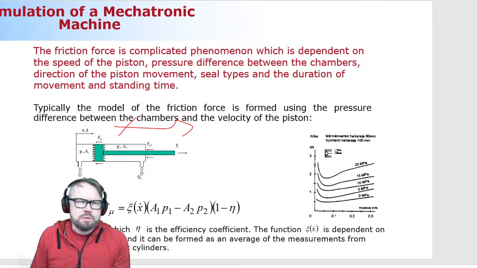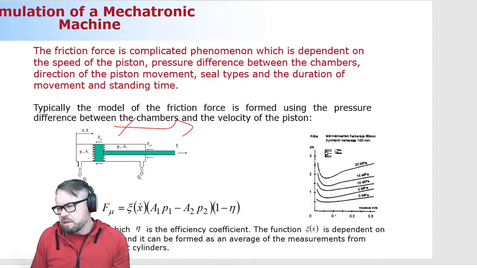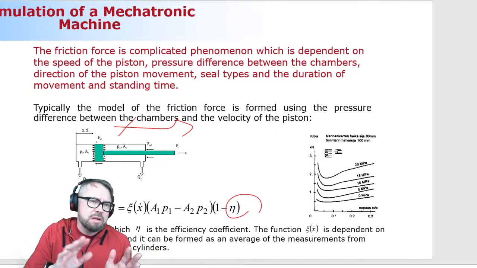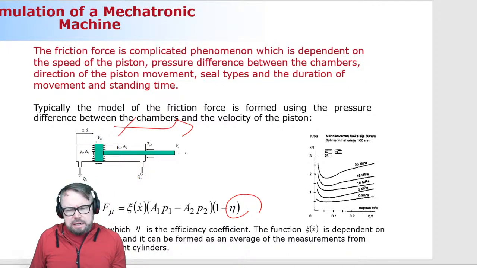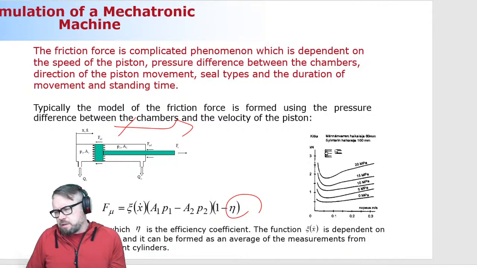So the way this is predicted in practical modeling is that we make an assumption about the hydraulic cylinder efficiency. And efficiency is something that is usually very high. So we can assume this is efficiency, which is, by the way, a little bit confusing notation, as it is also used for viscosity. But try to keep these two things away from each other. So here I'm referring to efficiency.